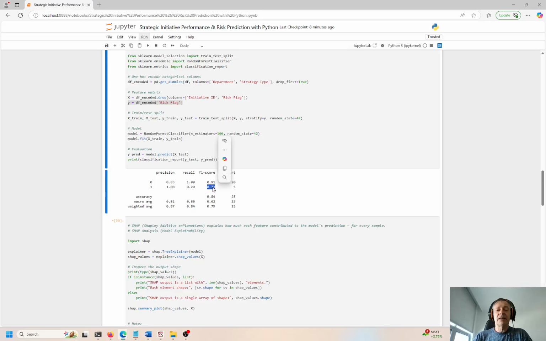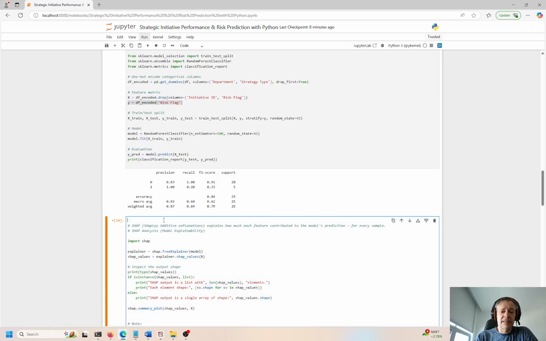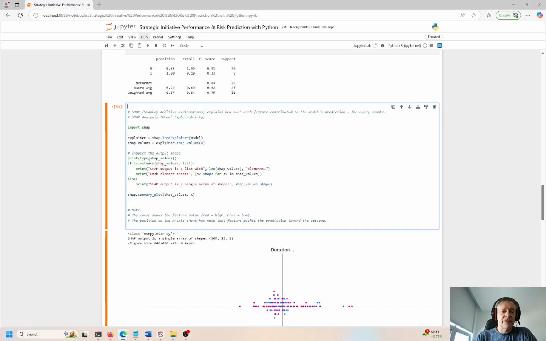Higher is better. I have a whole bunch of videos on how to increase precision and recall for these types of things. I'm not going to get into it now. This video is about strategy. It's not about model improvement or model enhancement. Let's move on to SHAP. This is Shapley Additive Explanations. It explains how much each feature contributes to the model's prediction. And this is how you break open the black box. This is how you explore what the model can do and how much importance each feature plays in what the model is doing in terms of predictions, right?